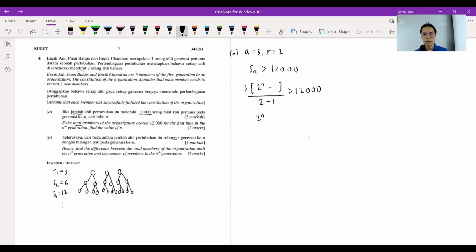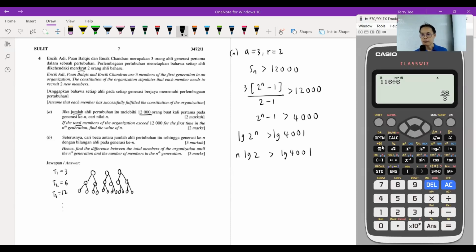So let's take 12,000 divided by 3. 2 minus 1 is 1. 12,000 divided by 3 is 4,000, right? And then from here, my 2 power n is greater than 4,001. Bring the 1 to the right-hand side. Then we introduce logarithm on both sides. Bring the power n down. This is lg 4001.